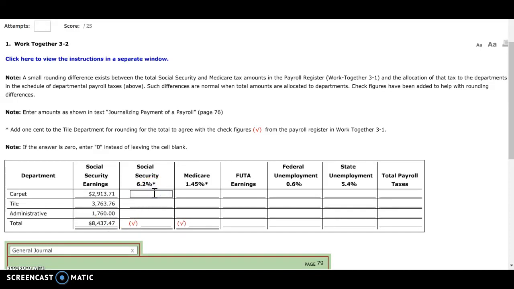Okay, so now to figure out my Social Security, I'm going to simply take for each department. So carpet is first, $2,913.71 times Social Security is 6.2%. That's going to give me for Social Security $180.65. Okay, do the same thing for my tile. That's going to be 233.36.